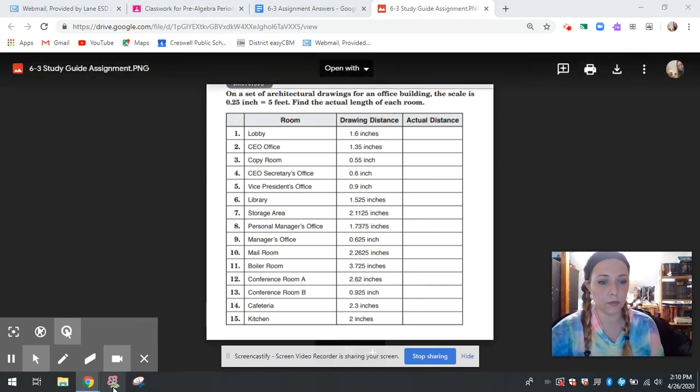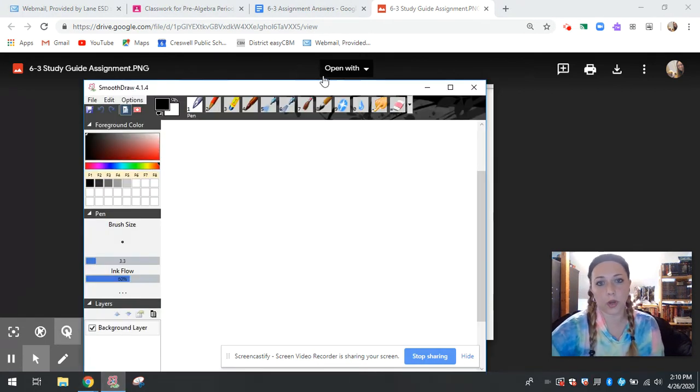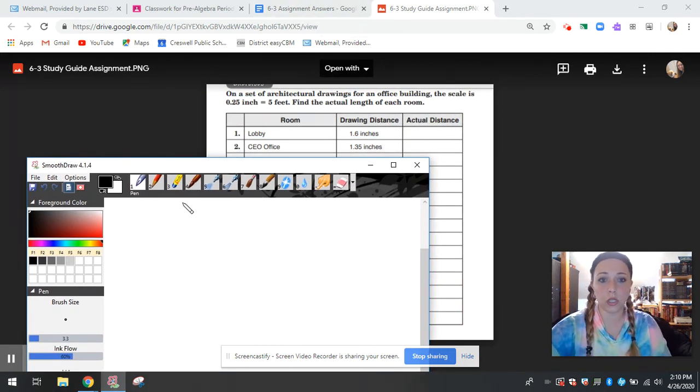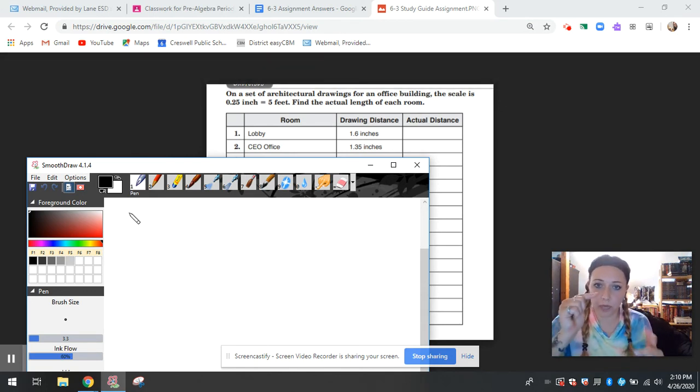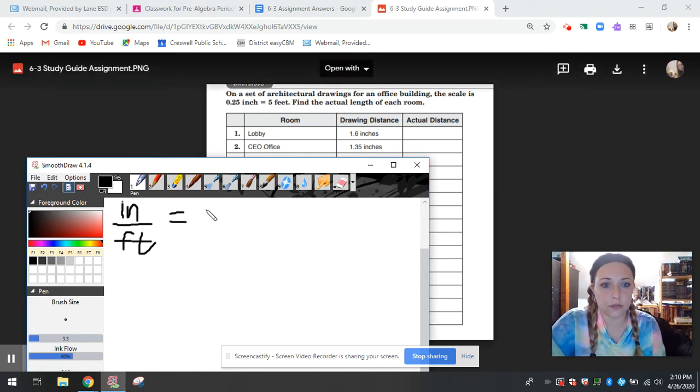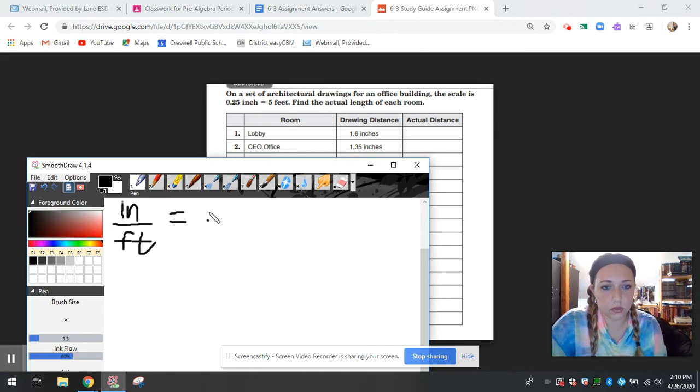So I'm going to go to where I have this app so I can work out problems, but you could just use a piece of paper and a pencil. So I'm going to set up my proportional equation. I have to know what two things I'm comparing. I'm comparing inches and feet. So I'll just put the inches on top and the feet on the bottom. Inches to feet. And then the first fraction I have is 0.25 inches to 5 feet.